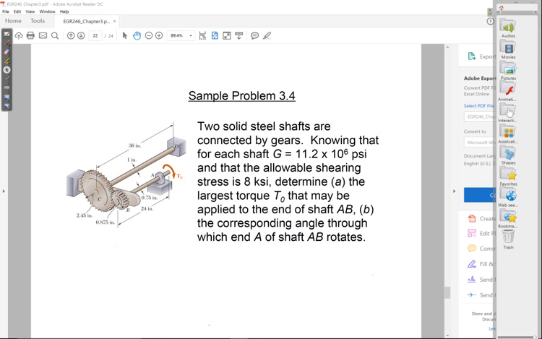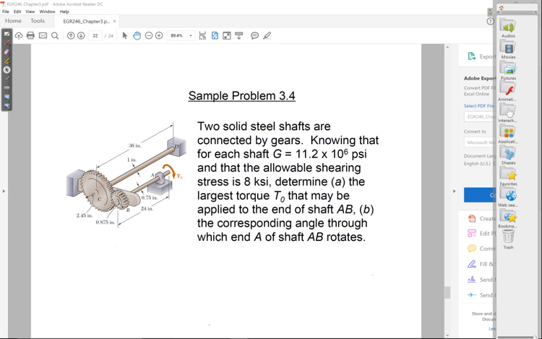So try and visualize what happens when you start twisting on this end A. If B were fixed, if this was just one shaft where A was free and B was fixed, what would happen? B would not move at all, and then A would just start to deform. And the way you will find how much end A rotates by is you just apply your angle of twist equation. It's TL over JG.